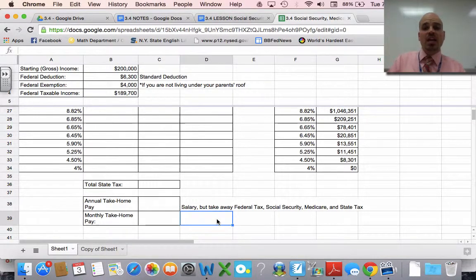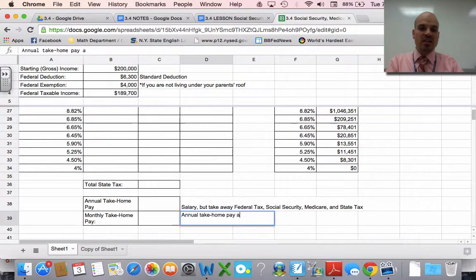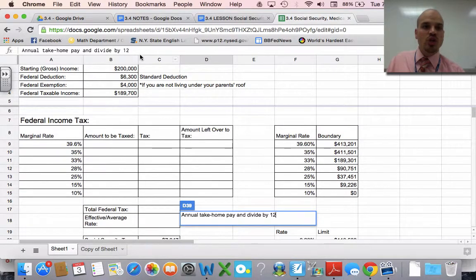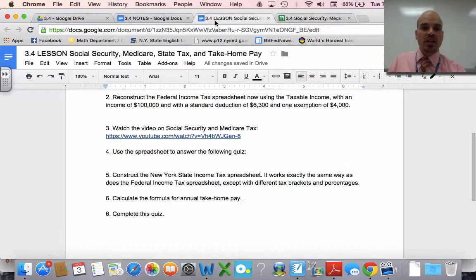And then your monthly take-home pay is going to be important because you pay bills on a monthly basis. So you need to know how much money you're getting per month, so you take your annual take-home pay and divide by 12. So you're going to be filling out this spreadsheet. You can use any gross starting income that you want, but eventually we're going to be using your income.